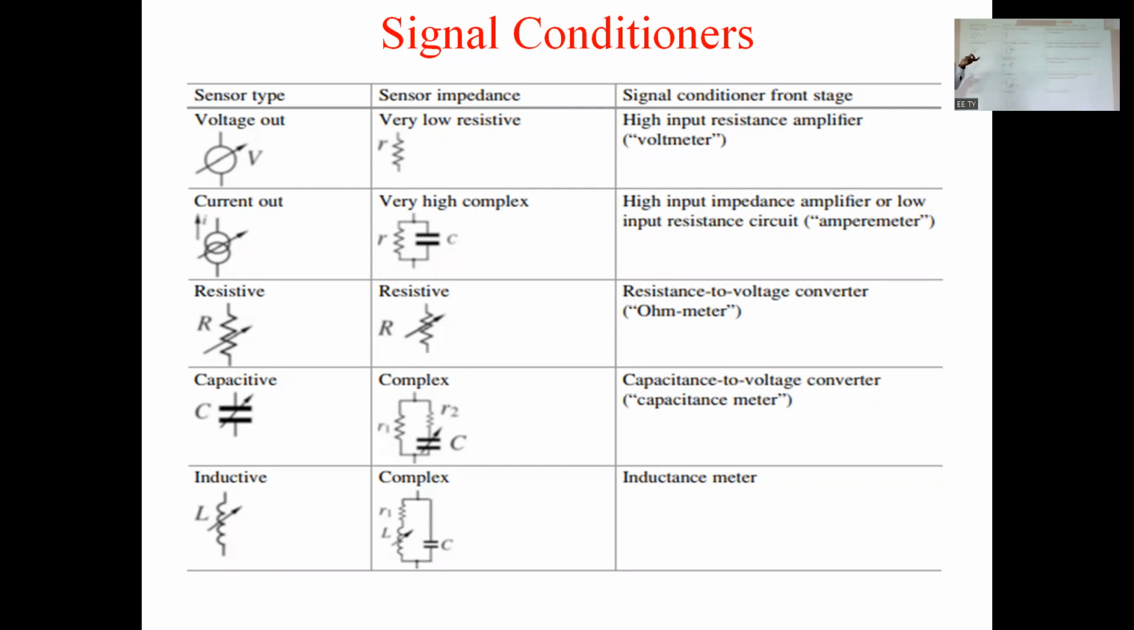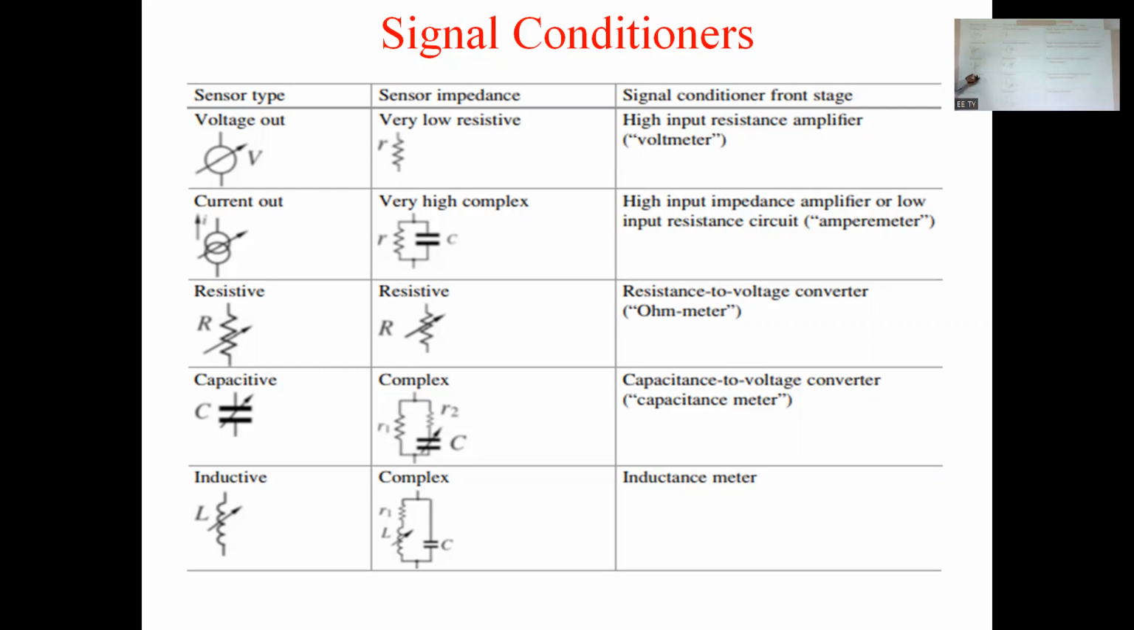Now next one, if the output is in the form of variable resistance, the sensor impedance is nothing but variable resistance, and we want to interface a signal conditioner, a resistance to voltage converter. Resistance to voltage converter, it is called an ohm meter, right? Ohm meter, that is the resistance to voltage converter.